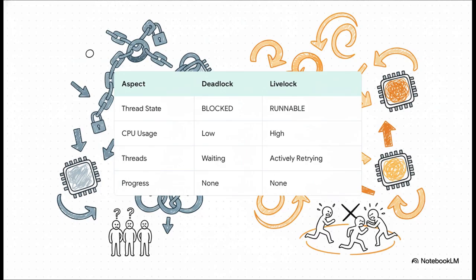This table is basically your diagnostic cheat sheet. If your app is frozen solid and your CPU is just sitting there doing nothing, you should immediately think deadlock, your threads are blocked. But if the app is unresponsive and your CPU fan is screaming at 100%, you've probably got a Livelock, with threads stuck in a runnable state, just burning up cycles for nothing.